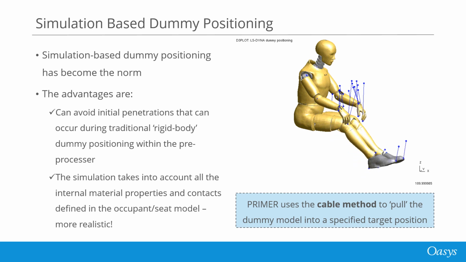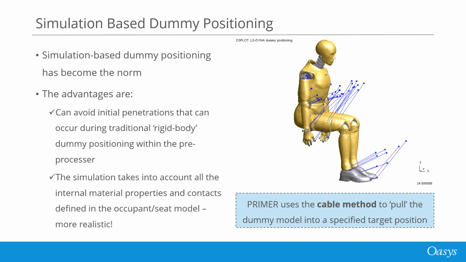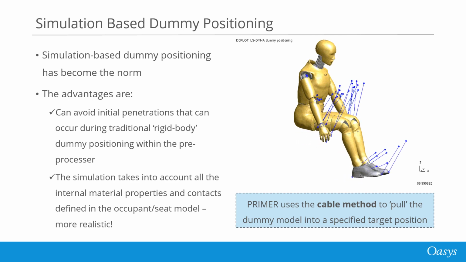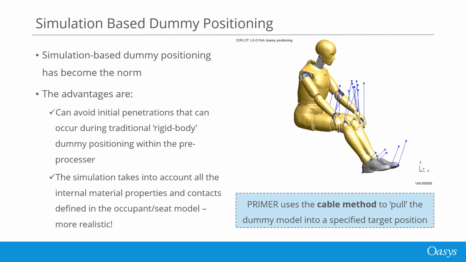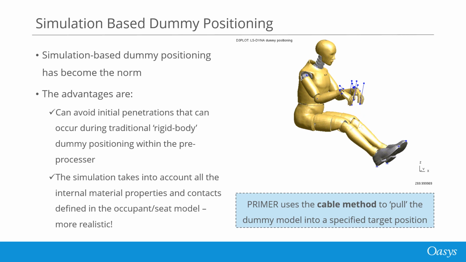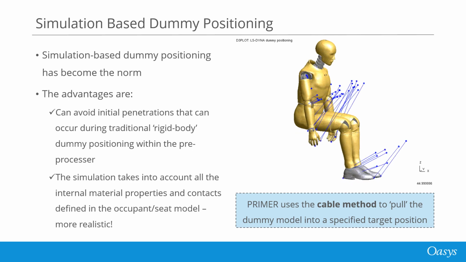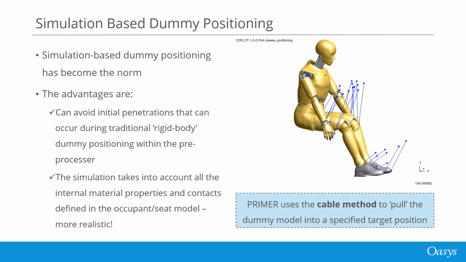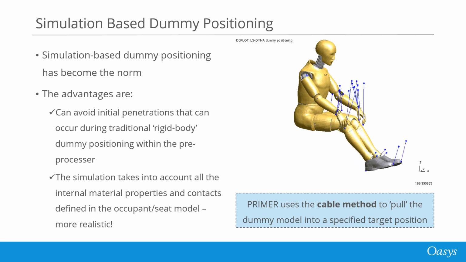Well, one of the main reasons is you can avoid initial penetrations that can occur between assemblies during positioning. Remember, the assemblies move as rigid bodies. Also, during the positioning analysis, the simulation takes into account all the internal material properties and contacts that are defined in the occupant and seat model. So this makes simulation-based positioning much more realistic. As dummy models become more complex and contain more detail, as with human body models, simulation-based positioning is required.